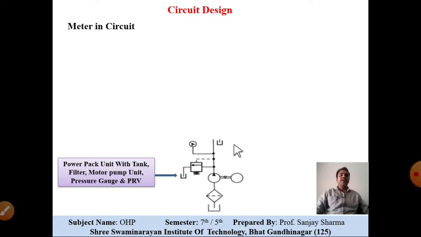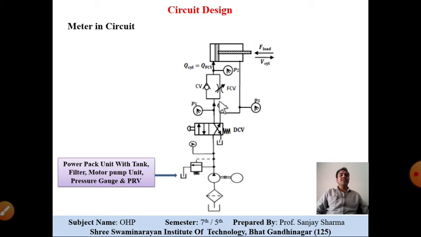Again friends, this is the power pack, which I have already discussed in the previous circuit designs, which is commonly used in any of the systems. Now again we'll have the detailed components. This is the reservoir tank, this is the filter, this is the motor pump unit which is coupled, this is the pressure regulator valve, and this is the pressure gauge which is shown. So this entire unit is termed as the power pack of any hydraulic system.